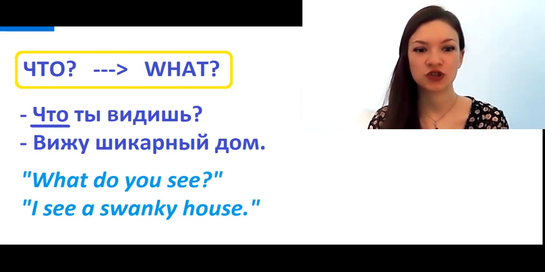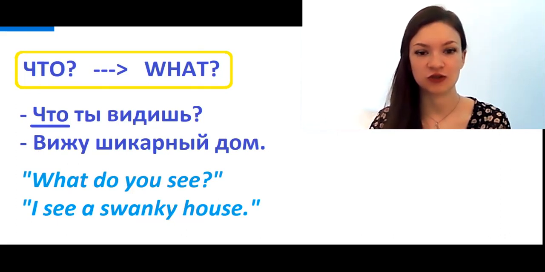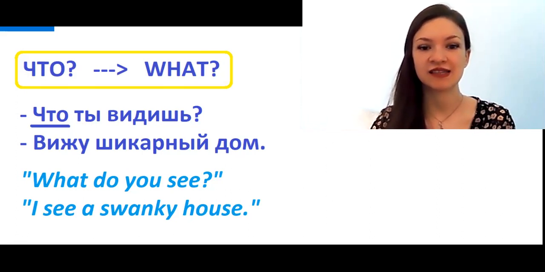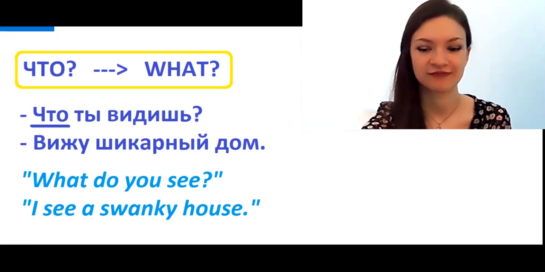For example, что ты видишь? Вижу шикарный дом. Дом, of course, is inanimate, I mean house in Russian language. So we say что. What do you see? I see a swanky house.